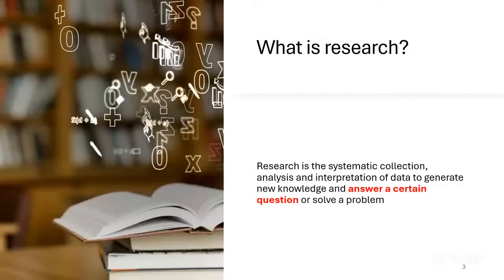So this is just to give us a reminder of some of the things we already know about what a research is. Research is a systematic collection, analysis, and interpretation of data to generate new knowledge and answer a certain question or solve a certain problem. So in this definition, what's readily important is that there are two major things at the end of that definition. One, it's either we want to answer a question or we want to solve a problem. So that's what research is all about.